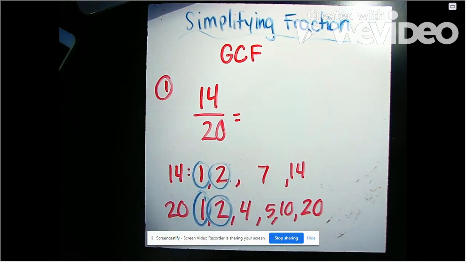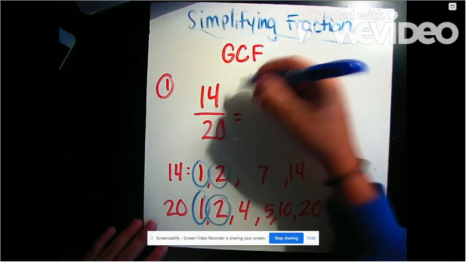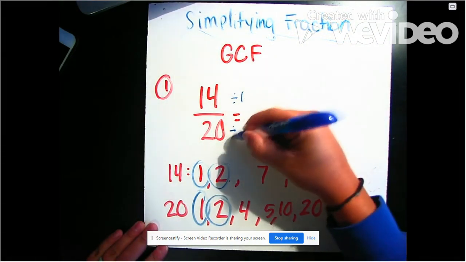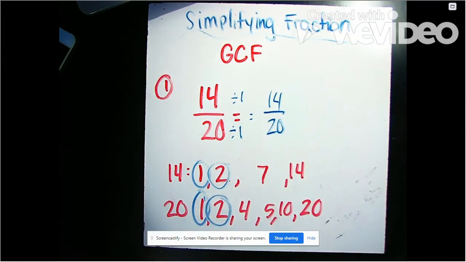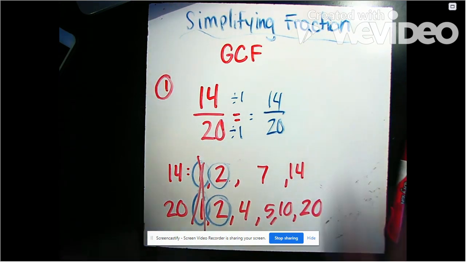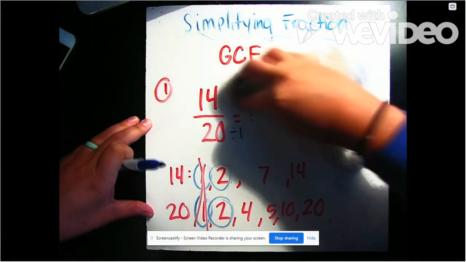Now, we're never going to use 1, because if I divide each of these by 1, I end up with the same thing. I haven't reduced it down at all. And if 1 is the only thing that they have in common, then that means it's already in its simplest form. So you can always know that we're not going to use the 1. However, it looks like the greatest common factor here is 2.